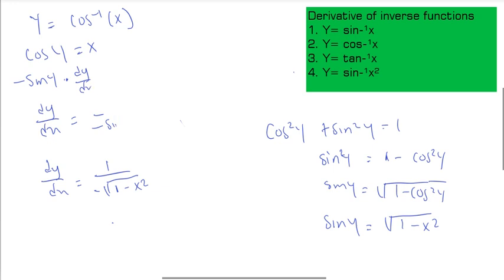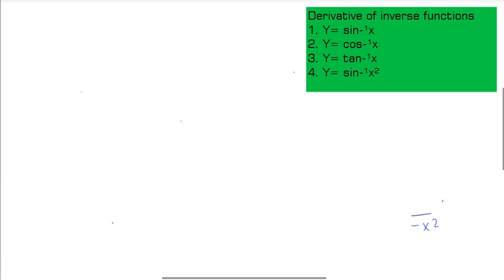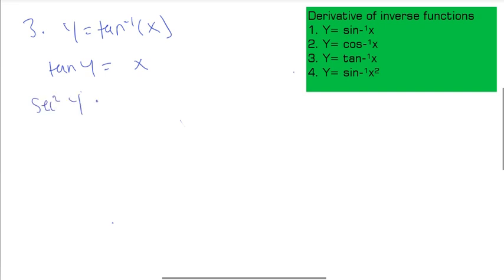So now let's go for question 3, which is tan inverse of x. You can pause the video to try it out yourself. So y is equal to the tan inverse of x. So here we're going to say tan y is equal to x. Take the derivative of both sides. When we derive tan, we get sec square y. Then we're going to add dy dx, and this is going to be equal to 1. So dy over dx is equal to 1 over sec square y.